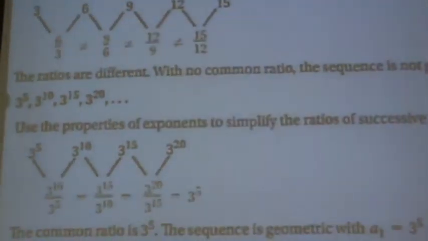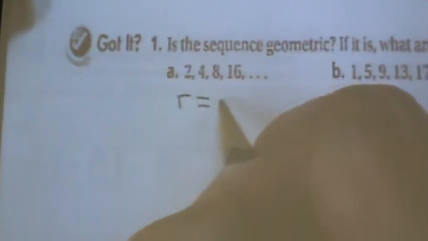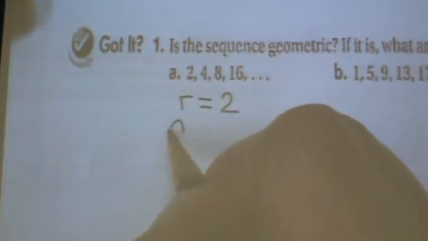Okay? So flip to the back. We're going to do A, B, and C. This is just, can you identify whether or not these sequences are geometric? And if they are, I want the first term and the R value. So let's do A. Is this geometric? It is. R is 2. Now, what's the first term? That's all they wanted to know.